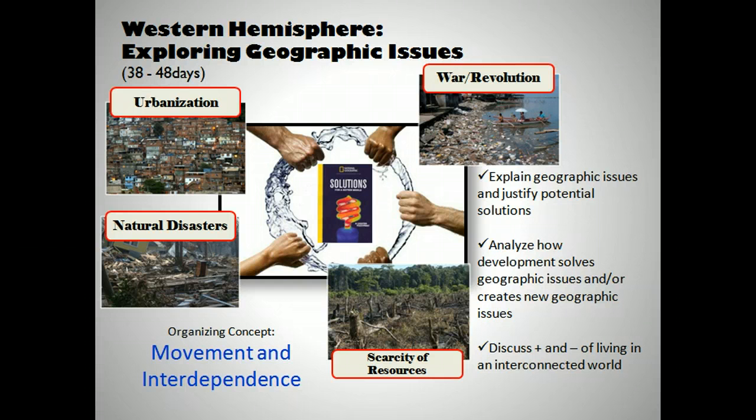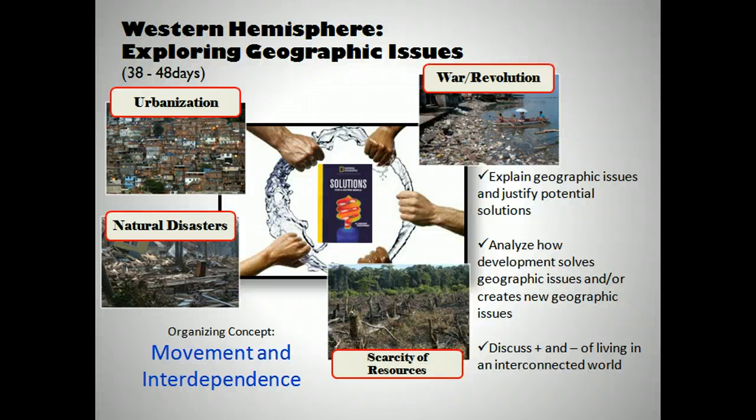Not only can ideas move, but sometimes geographic issues cause people to move. So the idea of movement is linked to ideas and the movement of people. And the concept of interdependence is what connects all people as we figure out how to survive and prosper in a developing and changing world.